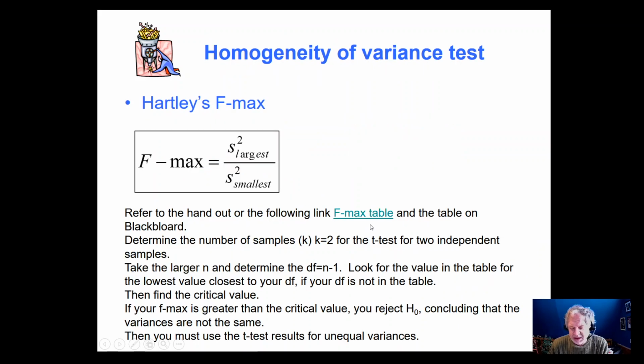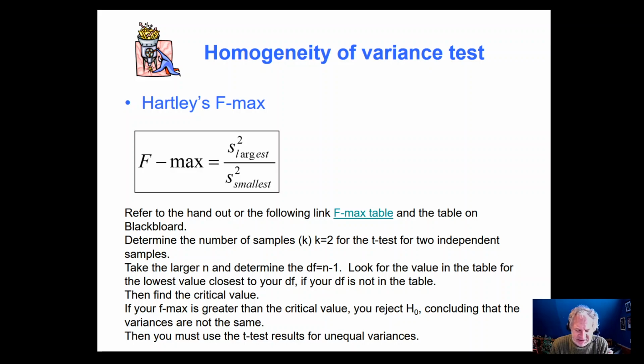Okay. Now, to test for whether our variances are the same or not, there are two tests. The simplest test is Hartley's Fmax, which is simply the largest variance divided by the smallest variance. And there is a table on Blackboard. I'm not going to go into it in any detail. I just want you to be aware that you'll see it. It's a rough and ready measure.